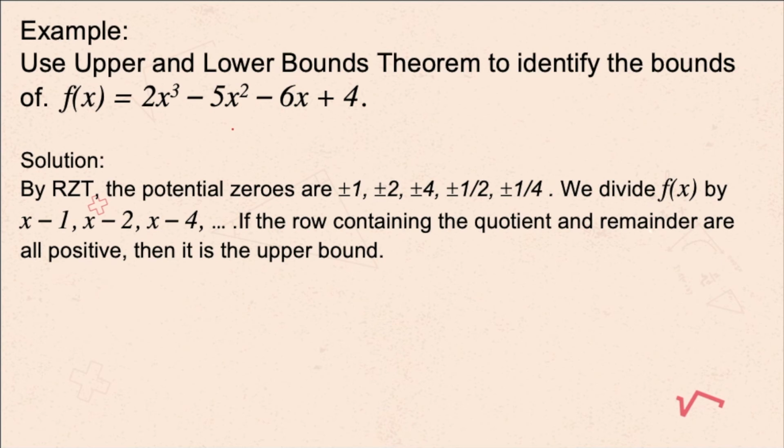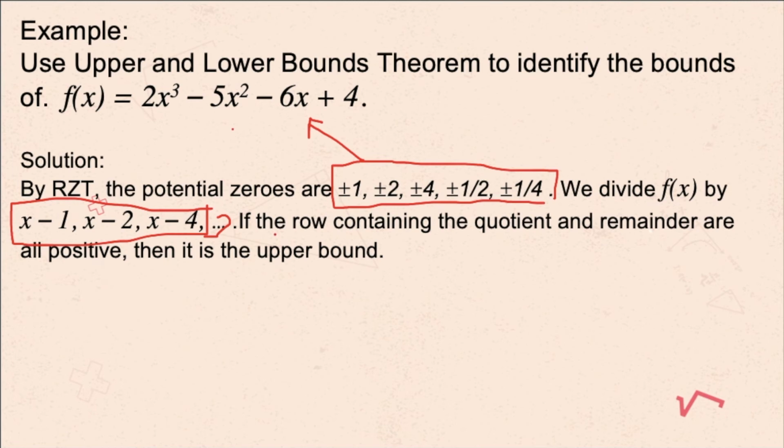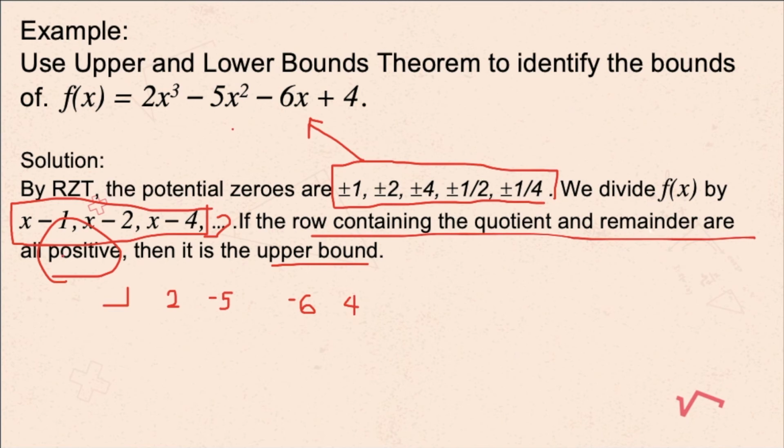So with this, class, we will use these numbers by synthetic division, and let's see one by one which of these is the upper bound first. Now, according to the theorem of upper bound, by synthetic division, the quotient and the remainder must be all positive numbers. Okay? So let's have first x minus 1. We identify first the coefficients of the given, and those are 2, negative 5, negative 6, and 4. Now, obviously, we will start first with x minus 1. So, your divisor here is positive 1.